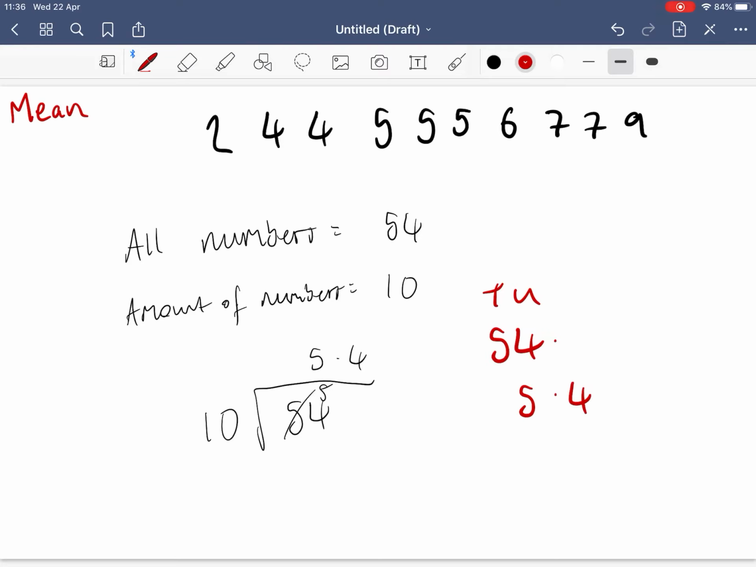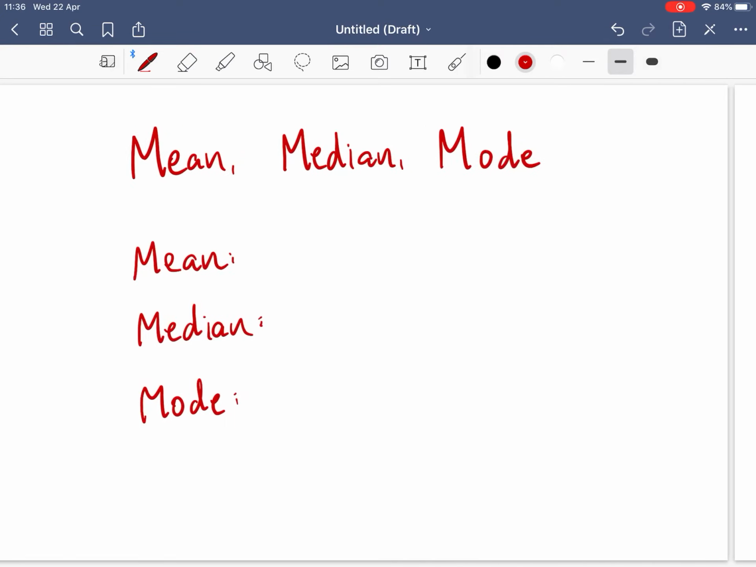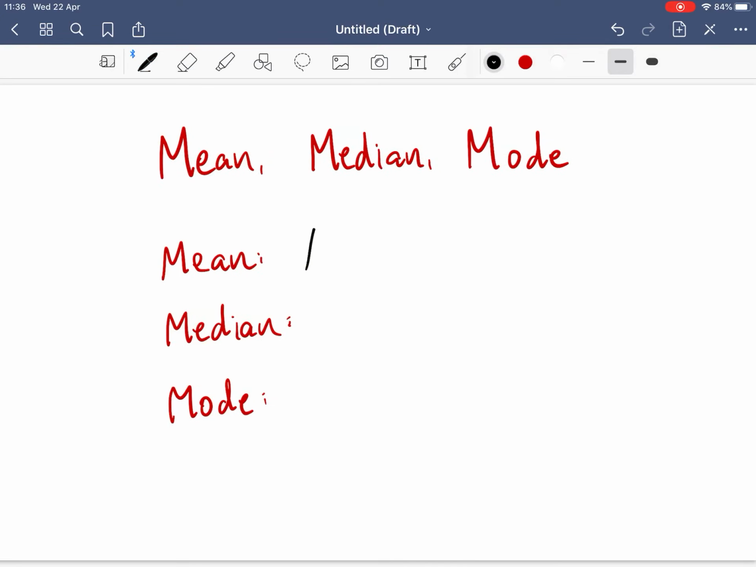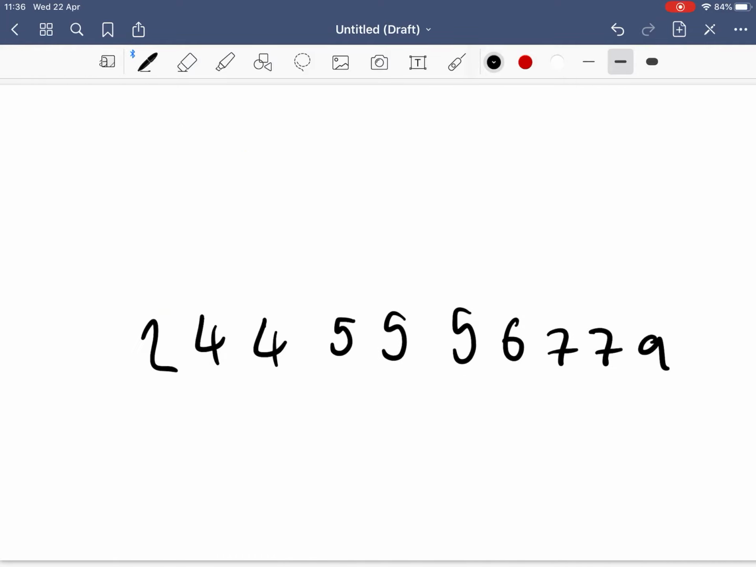So our mean is 5.4, that's the average. So I can go back to the first page and write that mean equals the average. And that's how you work out the mean.